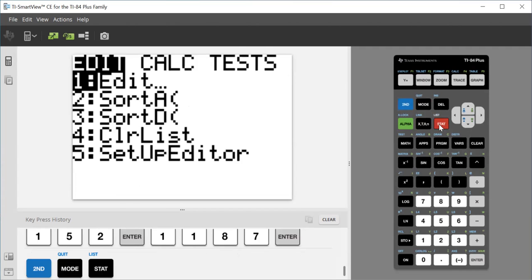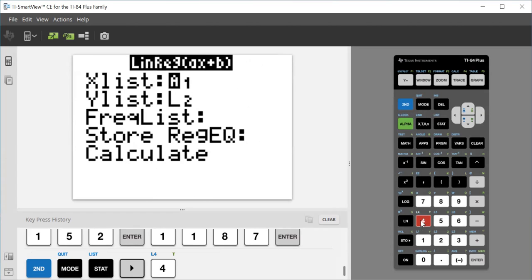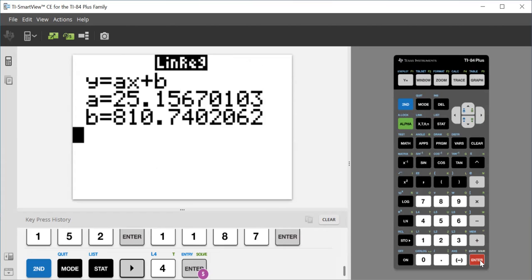So I'm going to push stat, arrow over to calc. And you can see this list. If you read number 4, it says LinReg. That's our linear regression. So I want option number 4. And you should see this. It asks you which list to use as X values, which list to use as Y values. And you just have to push enter on your calculator down all the way to the bottom. The last one is basically a command to calculate. So I push enter and it calculates.